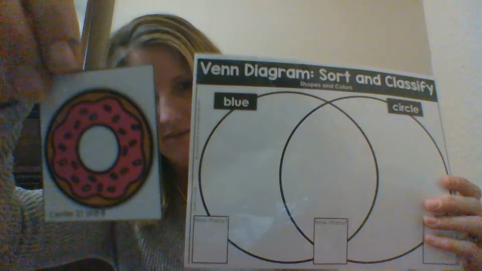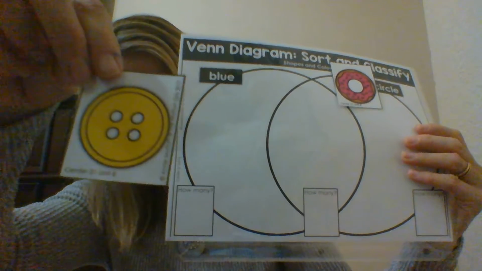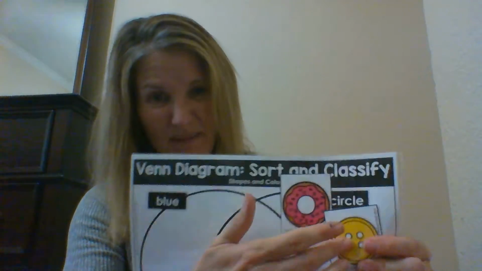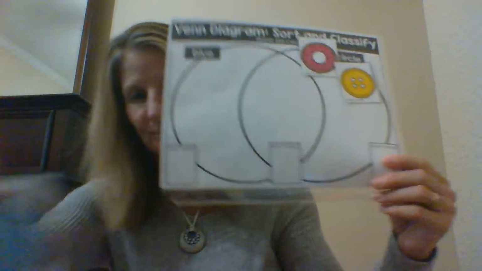Donut. Where should I put that one? Yep, it's a circle, right? So I'm going to put it right here. And this one? Button is a circle, right? I kind of have to have them overlap because there's not that much room. Ooh, what about this one?